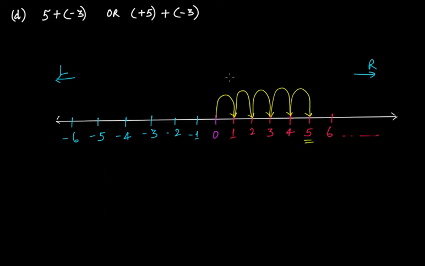You land at 5, but now you have to add minus 3. Since it is a negative integer, you will move towards the left. So you were at 5, take 3 jumps. First jump, second jump and third jump. You are at 2. So the answer will be 2.